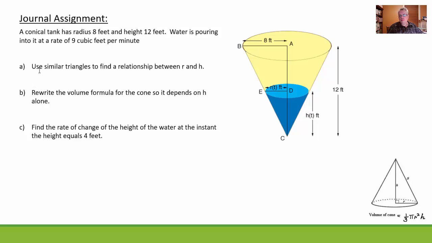So I kind of broke down the problem a little bit. Use similar triangles to find the relationship between r and h. Write the volume formula of the cone so it only has h in it. And then take the derivative and find the rate of change of the height of the water at the instant the height equals 4 feet. Okay, good luck with that.